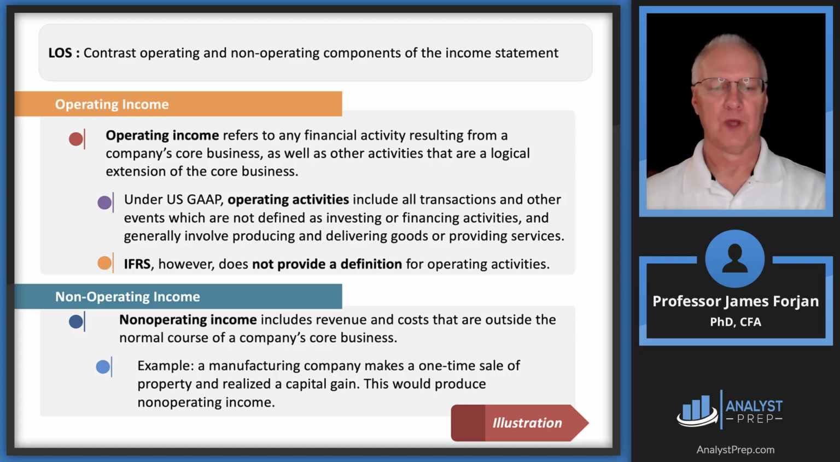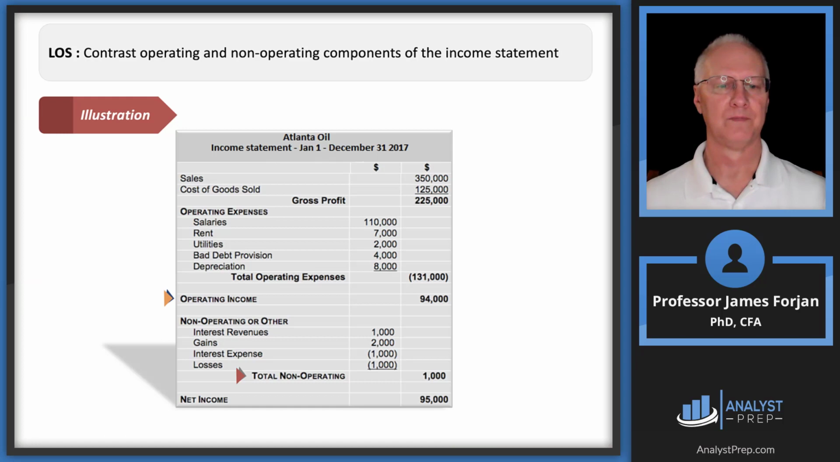And then, of course, companies can generate income in other ways, just like you and I can. These include revenues and costs that are outside of those core businesses, which could be all sorts of things, like a one-time sale of property that would result in a capital gain. This would produce a non-operating income, but there's all other sorts of stuff that can go inside there. And we'll take a look at that as we move through this.